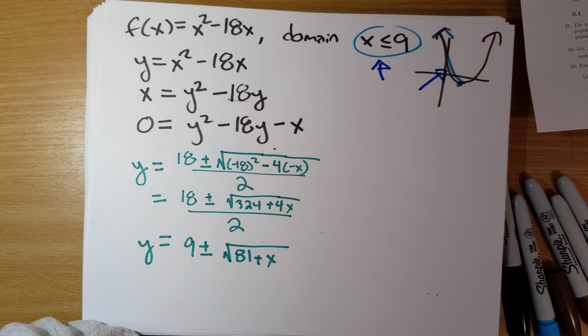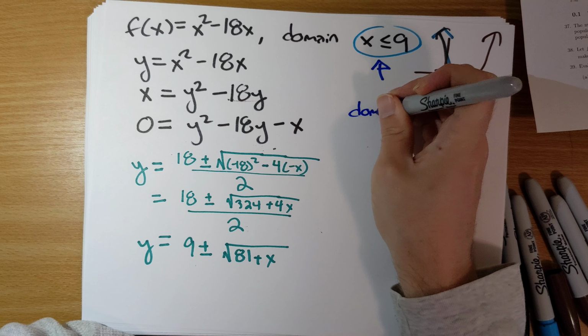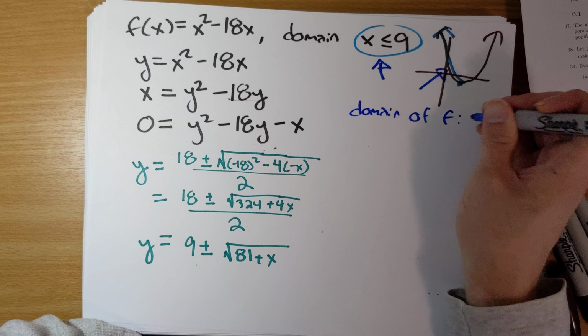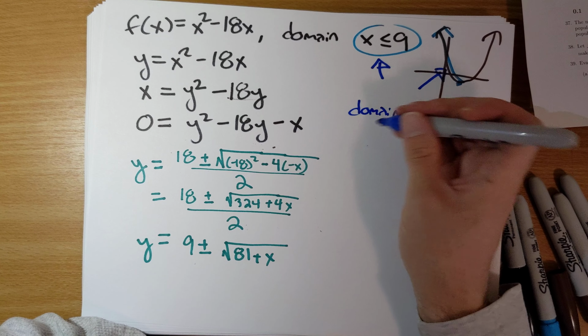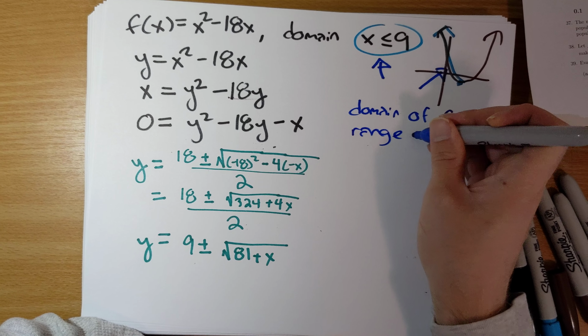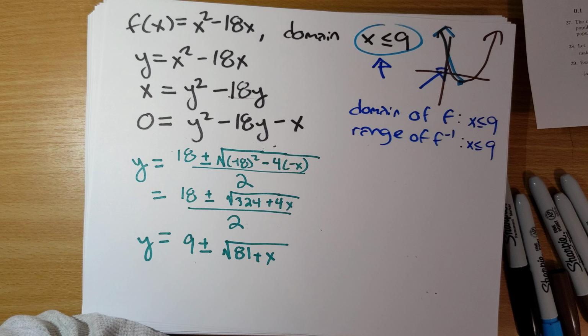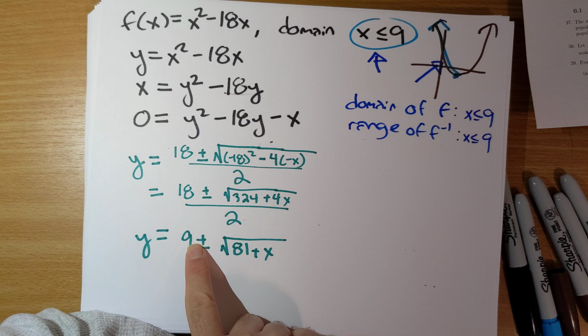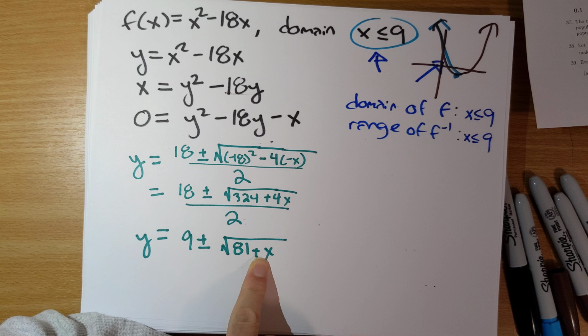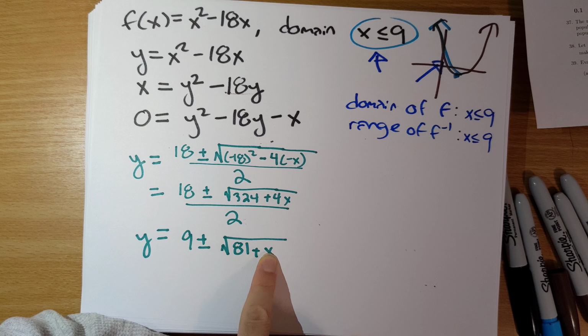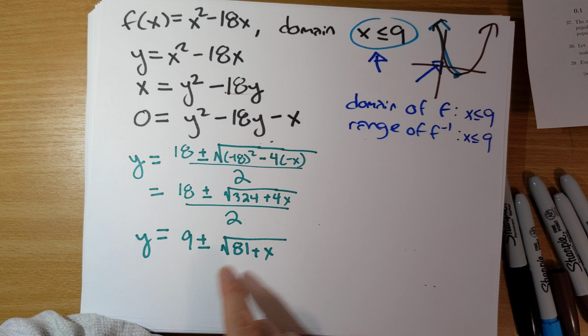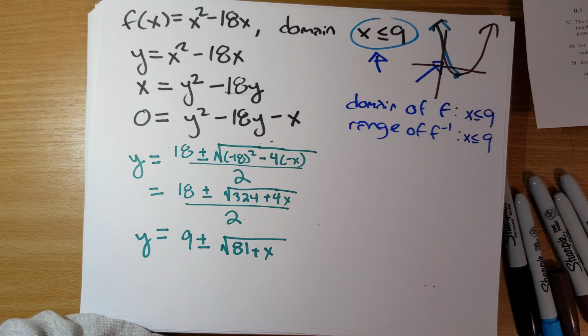We patch this up by remembering to think about the domain here. The domain of f is x is less than or equal to 9. So the domain of f equals the range of f inverse. So we want things that are less than or equal to 9 here. The square root of 81 plus x is never going to be negative. It's always going to be positive.